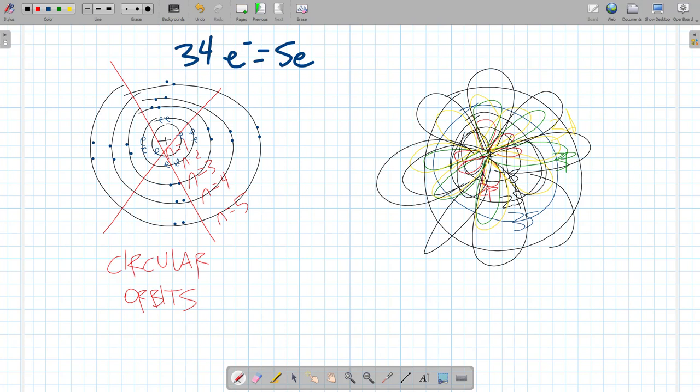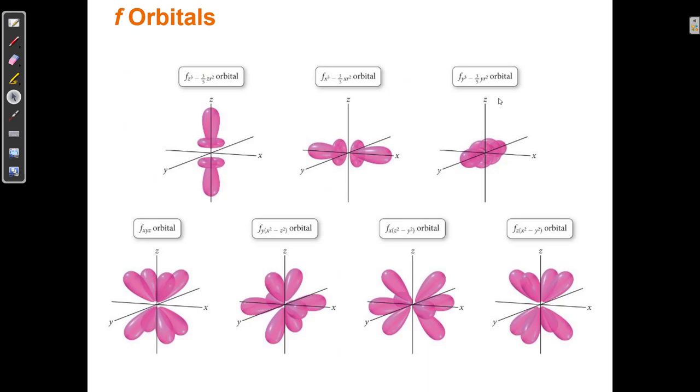So the idea is that yes, the electrons go around the atom, but the electrons don't go around the atom like planets around the sun. The electrons go around the atom in these really weird shapes. The electron will be in this balloon, or in this balloon, or in this balloon, or in this balloon, but it won't be in a sphere. The electrons in these energy levels will only be inside these balloons.